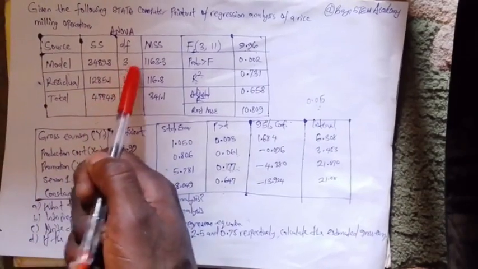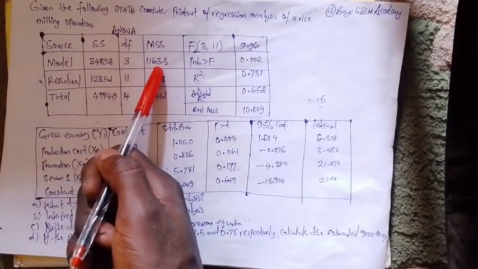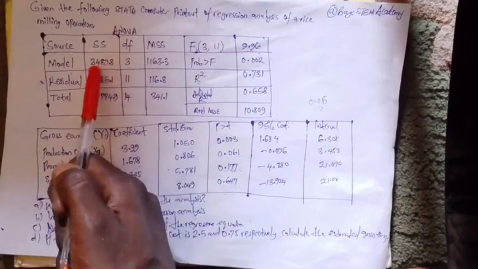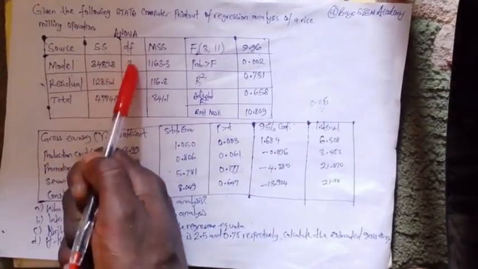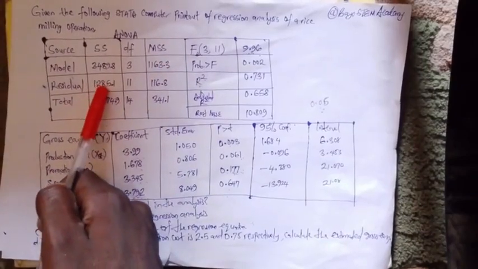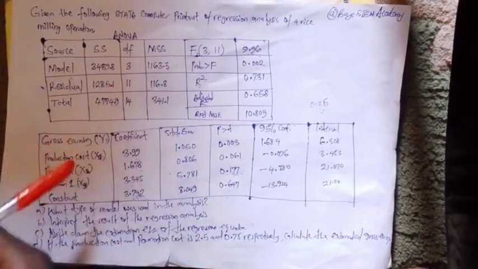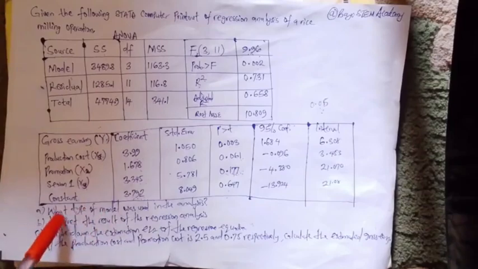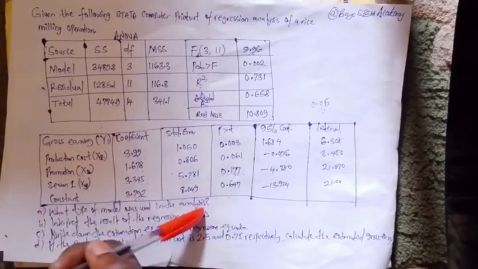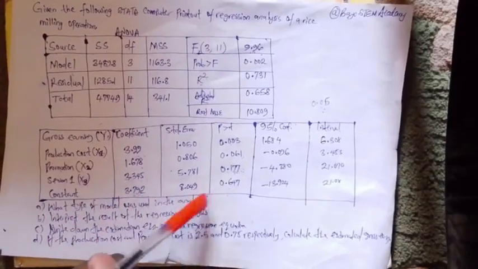Degree of freedom 3 plus 11, 14. And how did we get this? 1163.3 is by dividing 3489.8 by 3. Divide 1285.1 by 11, you get this, right? And now, what type of model was used in the analysis? This is the first question. What type of model was used in the analysis?